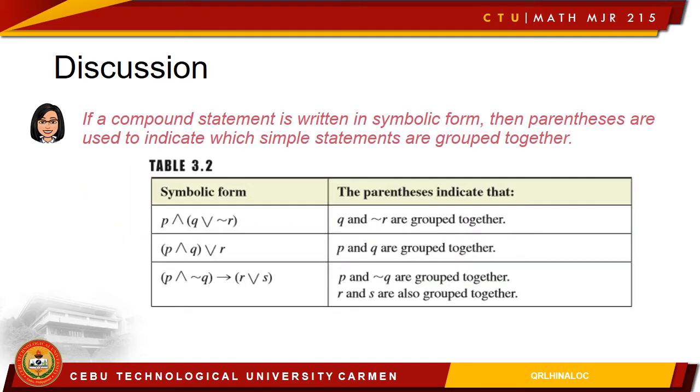Last week, we already talked about what a simple statement and a compound statement are. A compound statement is a statement wherein there are two or more ideas, or two or more simple statements. If a compound statement is written in symbolic form, then parentheses are used to indicate which simple statements are grouped together. In symbolic form, we have P and (Q or negate R). The parentheses indicate that Q and negate R are grouped together. Likewise with the second and third example.